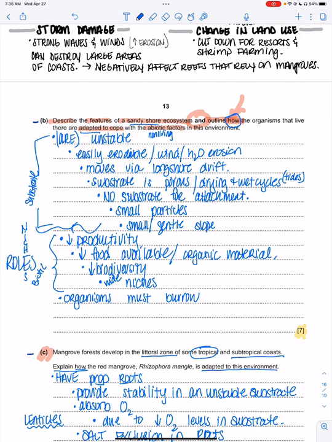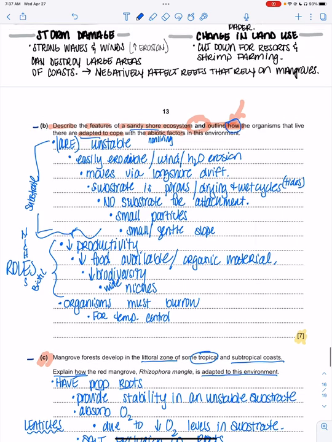Must burrow for temperature control. Remember, organisms can close their shell, like in a rocky shore. If they can't close it, they can retract into it, like a limpet or a chiton, or any of the periwinkle little snails, and that is so that they can maintain water for gas exchange and temperature control. Protection from predators.